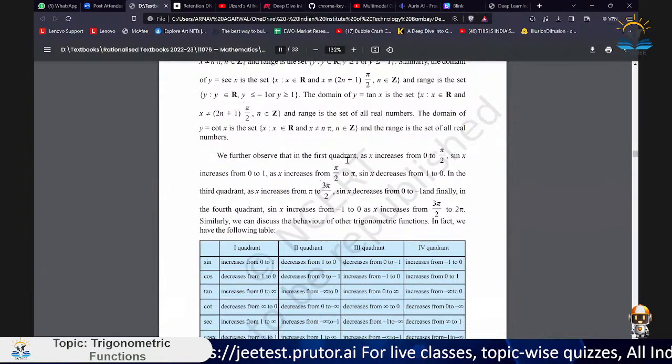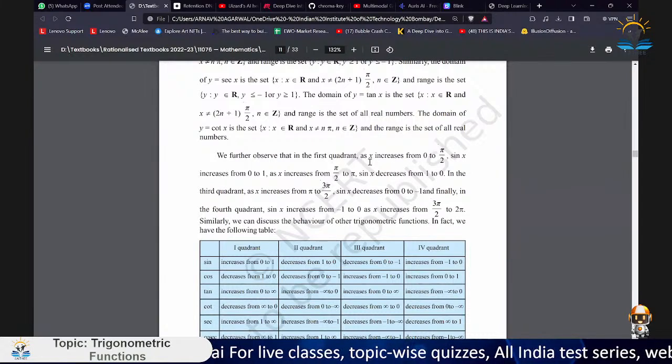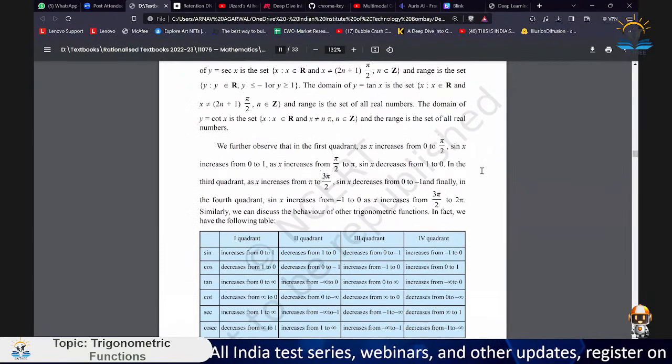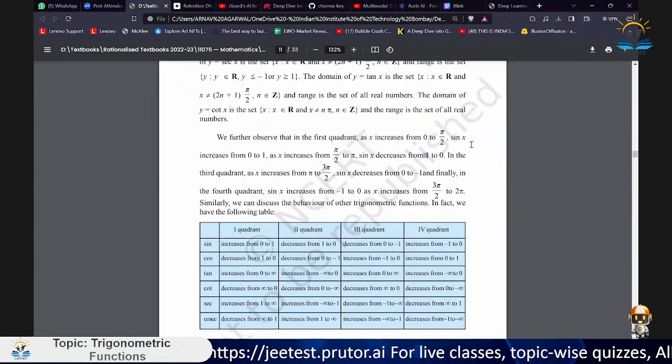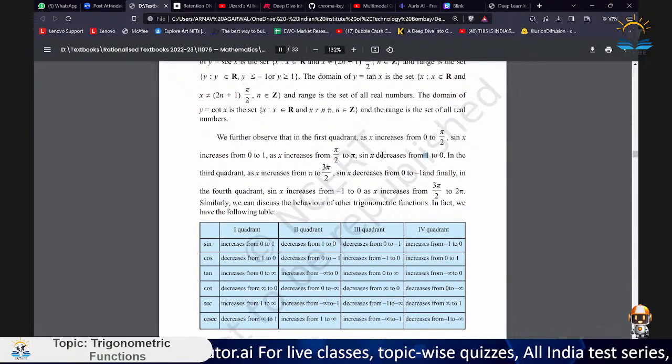We further observe that in the first quadrant, if x increases from 0 to pi by 2, sin x increases from 0 to 1. We all know that. From pi by 2 to pi, sin x decreases from 1 to 0. This 1 was attained at x equal to pi by 2. So from x equal to 0 to pi by 2, it increases. So what we can conclude is that in the first quadrant, sin x is an increasing function. In the second quadrant, sin x is a decreasing function.